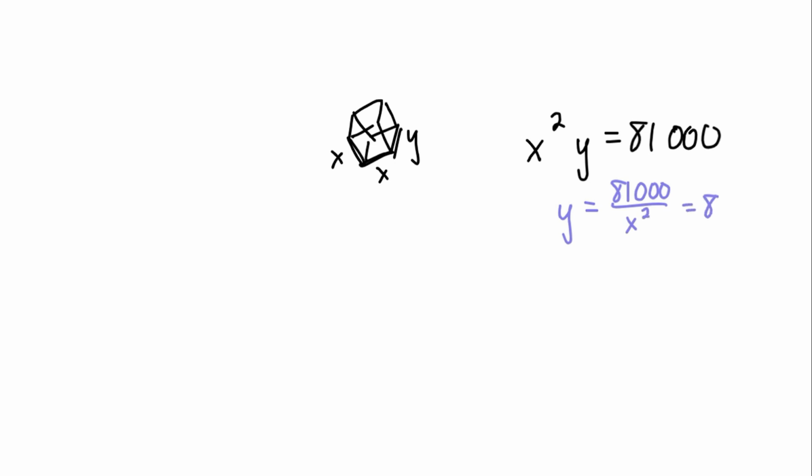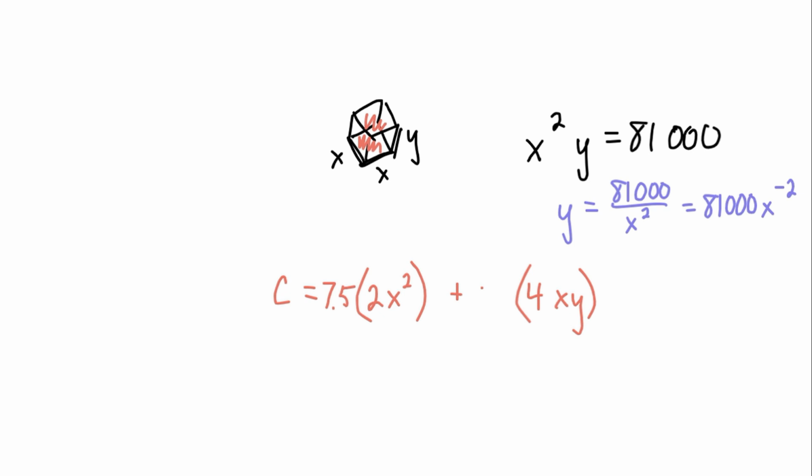And that means that that's the same thing as that 81,000 x to the negative second power. So at this point, you can create a cost equation, and it's a closed box, which is important because there's now two of the x squareds, but they cost $7.50 per square centimeter. And then there's 4 of the x times y, and that costs $2.50 per square centimeter. But now I need to plug in this 81,000 for that y. So the cost equation in terms of x, I see they want that as well.